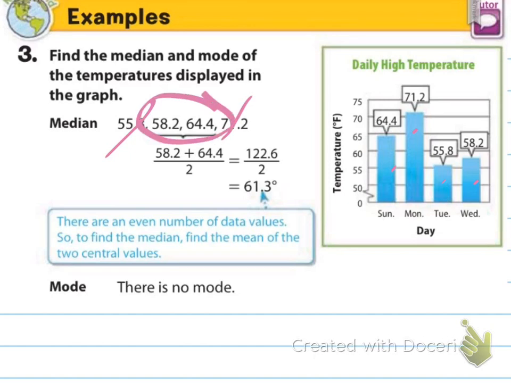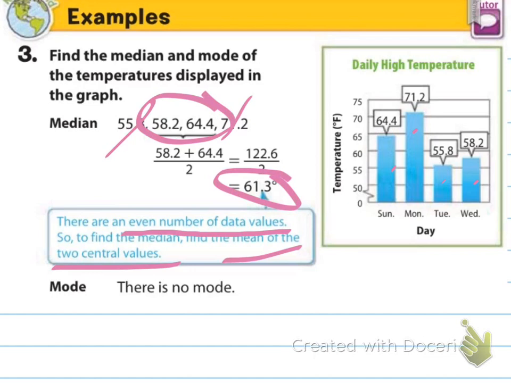And so the way that we find the median when there's an even number of data values is to find the mean of the 2 central values. So we're going to add 58.2 plus 64.4, and then we're going to divide that number by 2 because that's 2 values. So then we get 61.3 is the median temperature of the graph.